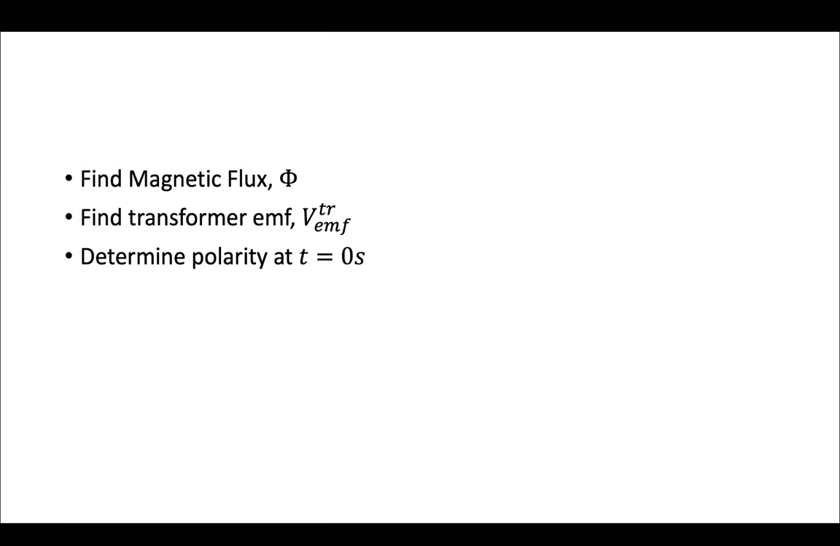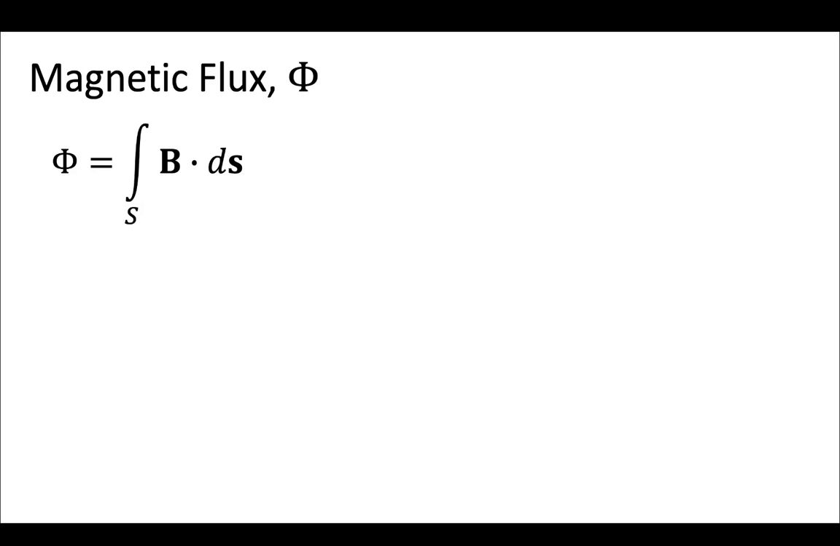So in the previous video, we found ds. And now let's go back to our original problem, which if we remember, we want to find the magnetic flux, we want to find the transformer voltage, and we also want to determine the polarity of the transformer EMF at time equals 0 seconds. So the magnetic flux is given as phi equals this surface integral.